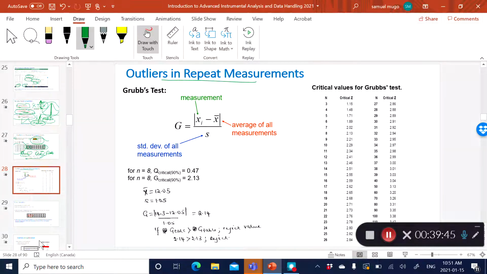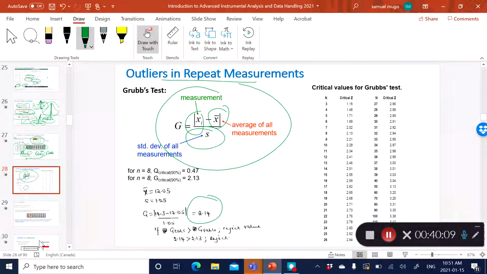And the Grubbs test, again, is a fairly simple relationship where you calculate the G based on this relationship: the questionable value, minus, in this case, the average of all measurements, including the questionable value, divided by the data distribution, the standard deviation. And you can see when I do that, I get my G calculated as 2.14. And then I determine the G from the table. There are 8 measurements, and I can determine the G from the table, which in this case is 2.13.